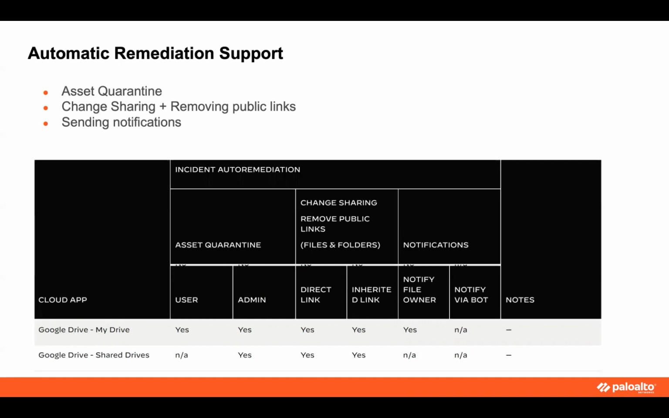The second option is to change sharing or remove the public links. This applies to both direct link and inherited link. And the last option, which is sending notification to file owners, is only supported for My Drive and only from an admin account. No support for notifying from a machine account.